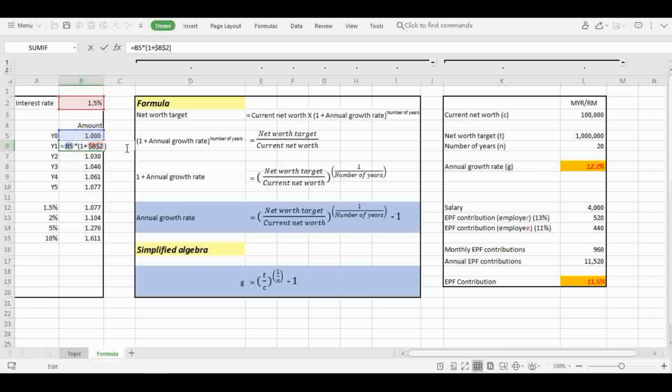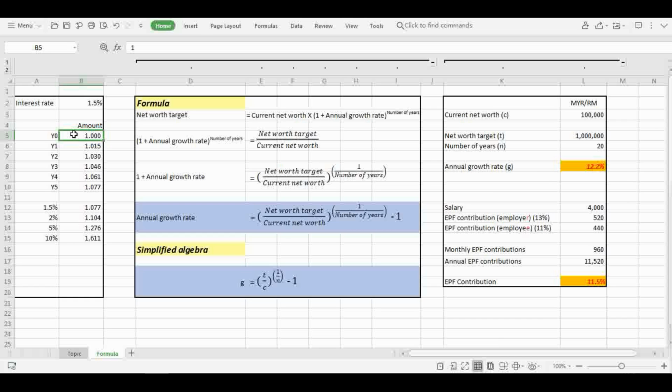So this formula basically says that $1 multiplied by 1 plus 0.015, that is 1.015, and in this first year you will get 1.015, and subsequently your FD amount is going to be compounded on top of the interest that you have achieved, and at the end of year 5 you will get 1.077 for every dollar that you have put into the FD at the current year.